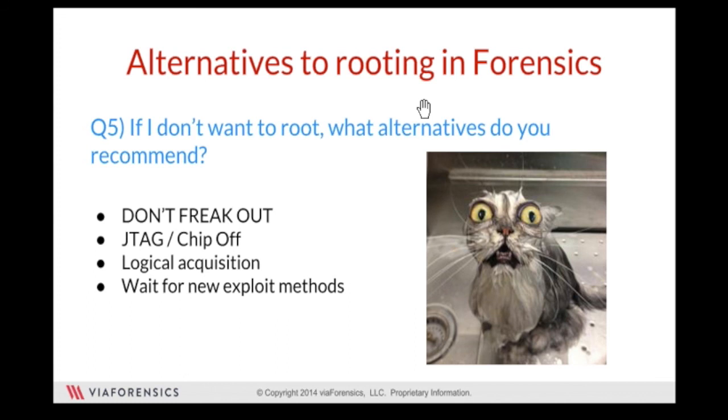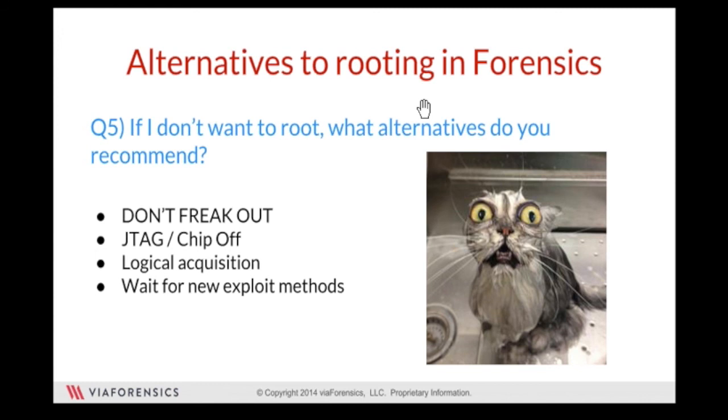JTAG chip-off. I know some of you might be groaning right now because that can be a long process, but that's typically the most forensically sound way of doing things. It can also be the most destructive, so you're actually taking apart the phone and soldering leads to the device itself. But that said, it can be the most forensically sound. You're not modifying any data at all. You're just straight pulling it off.